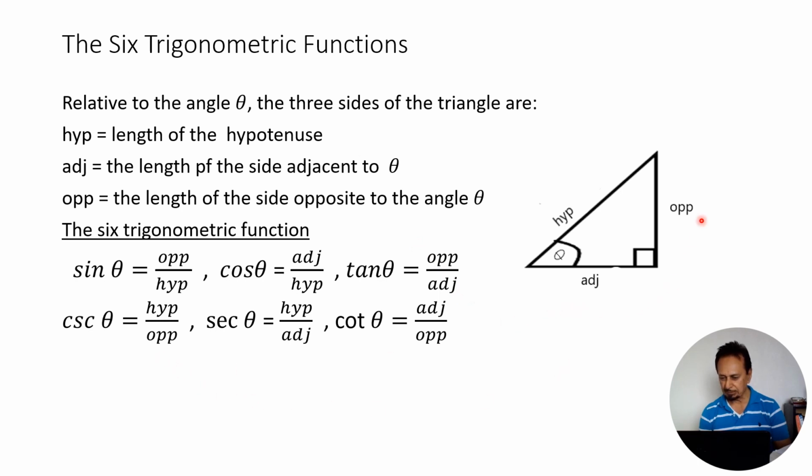Cosecant theta is hypotenuse over opposite. So it looks like cosecant theta is the reciprocal of sine theta. Secant theta is hypotenuse over adjacent, so this is the reciprocal of cosine theta. Cotangent theta is adjacent over opposite, and this is the reciprocal of tangent theta.